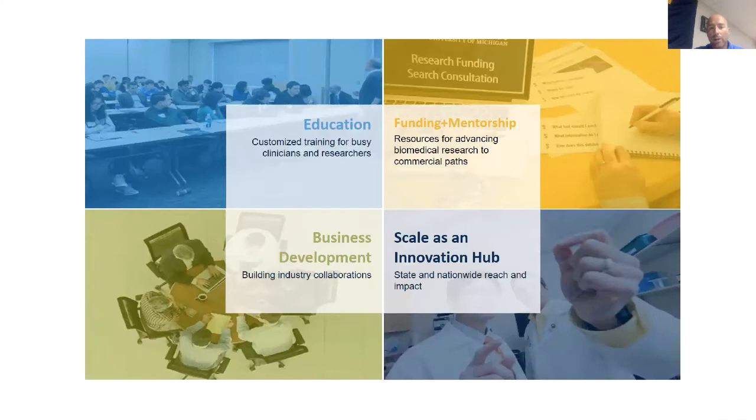There are 4 functions to FFMI. Briefly, we provide education, such as this webinar, and additional courses to teach commercialization concepts. We have multiple funding opportunities that come with mentorship. We have a business development team to connect investigators with company partners, and we provide these services as a state and nationwide network as part of a hub.